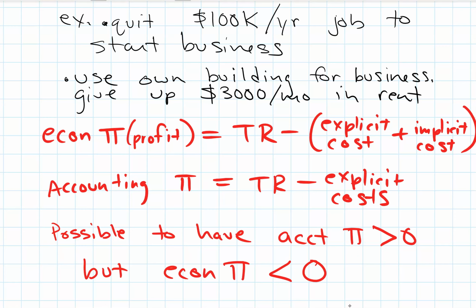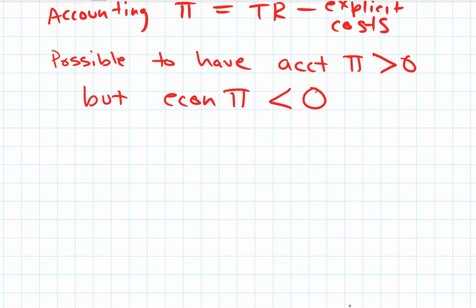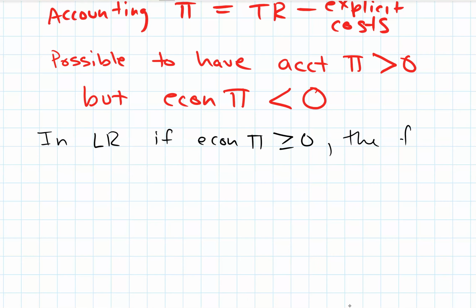Okay, so let's summarize something and then we will take a break. In the long run, if your econ profit is greater than or equal to 0, the firm will stay in the business. That means you're doing as well as you can anywhere else or better. Econ profit equal to 0 is not bad at all, because it means you're doing as well as you could anywhere else. If you take all the money you have invested in this firm and put it into something else, you would get the same.